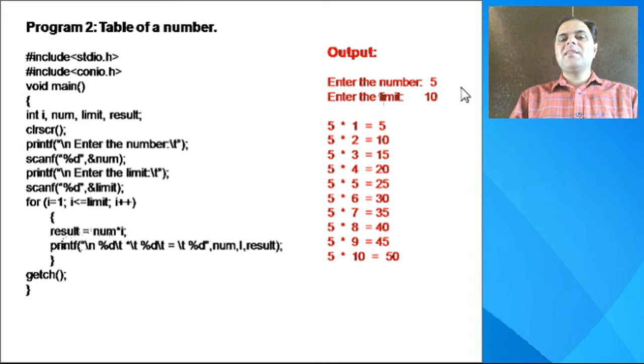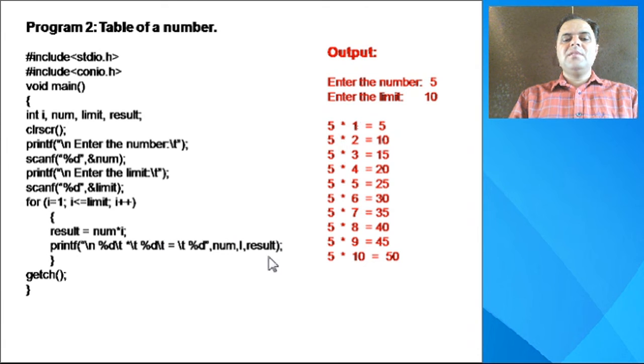So for example, enter the number, I have entered 5, enter the limit, I have entered limit 10. So for i equal to 1, i is less than equal to limit, i plus plus, result equal to num into i. Num is 5, num into i, here i is 1, equals 5. So it will print here num is 5, i is 1 and result is 5.